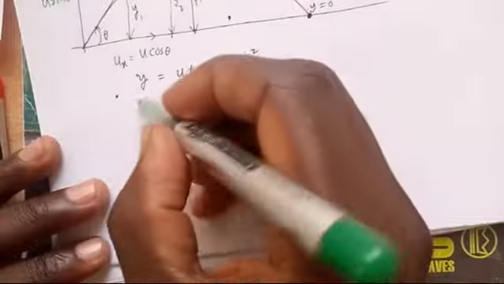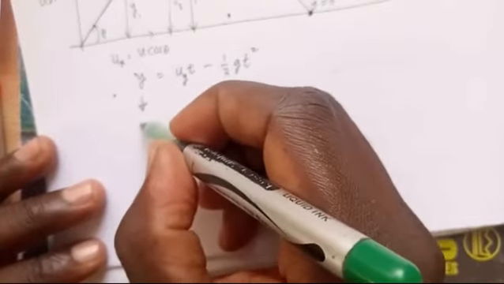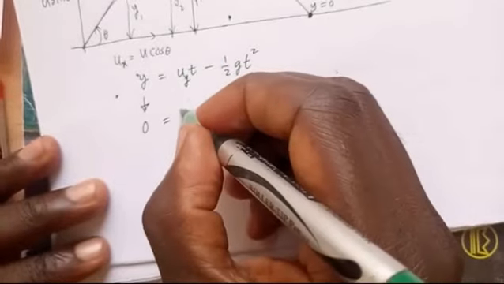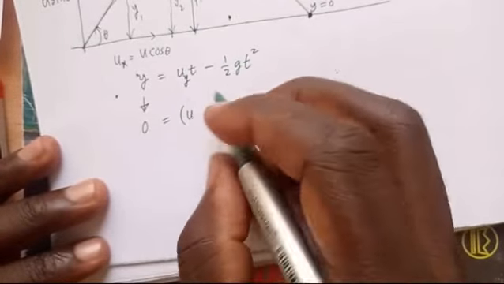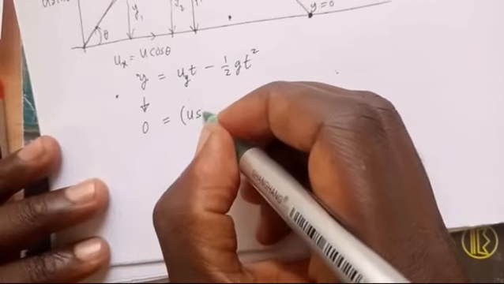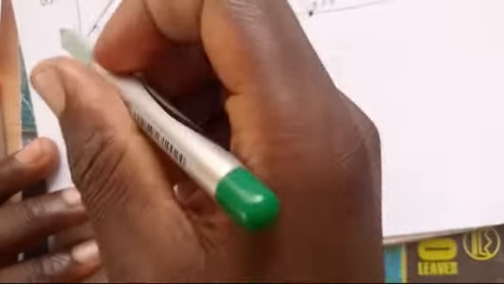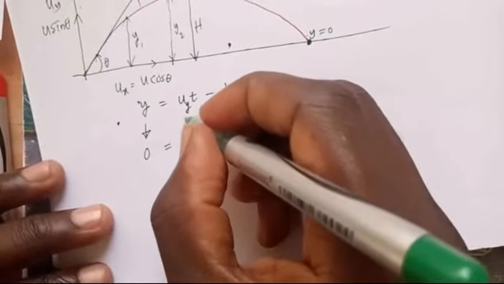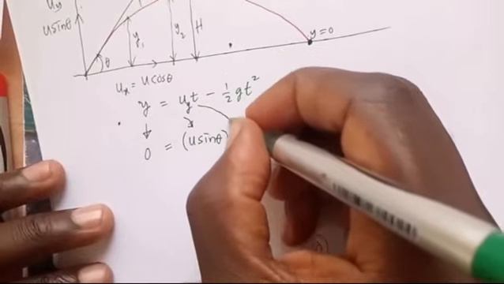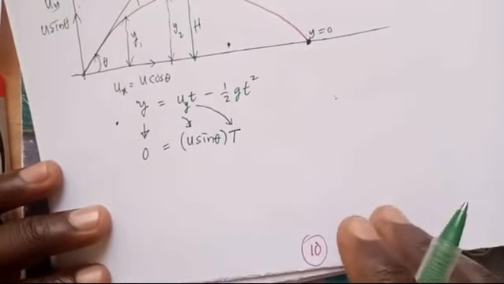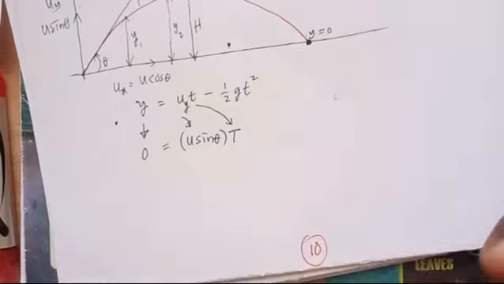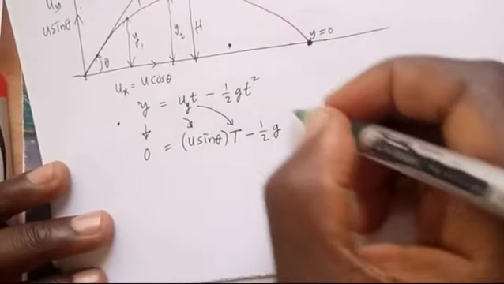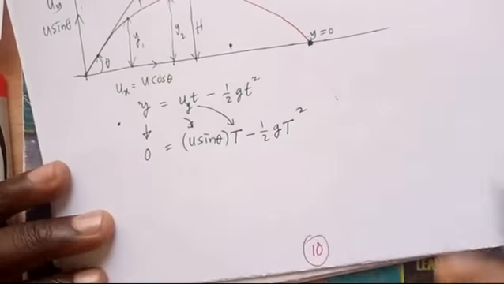So if there is no vertical distance at that point, then your y is 0, and this is equal to u sub y, which is u sine theta. You can see that here. And then the time here becomes the time of flight, capital T, because it has completed the journey. So minus half g, and then time again is the time of flight, capital T.